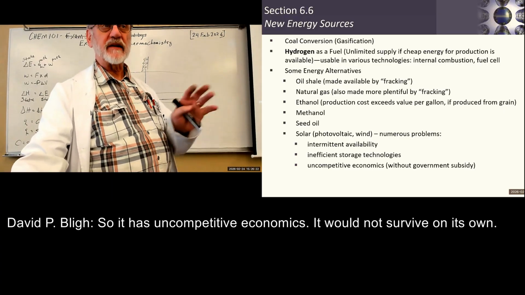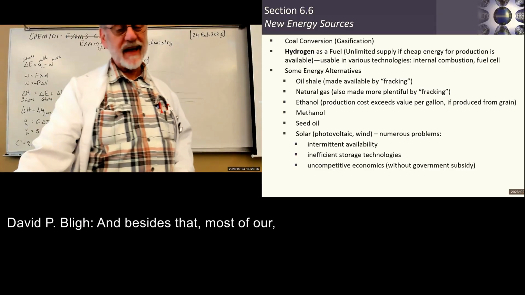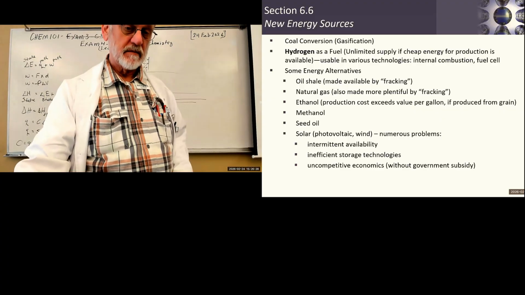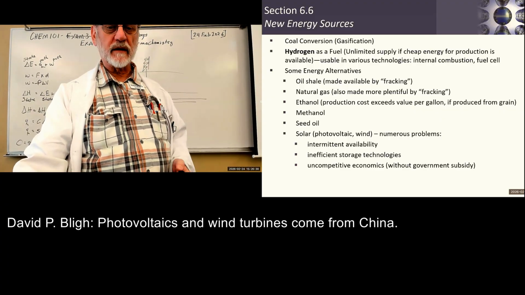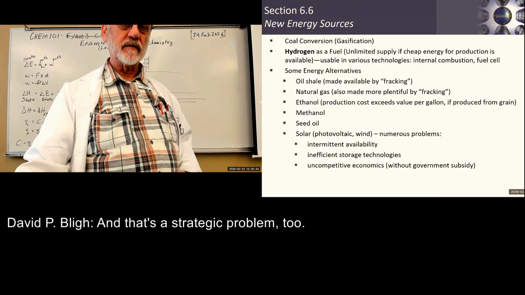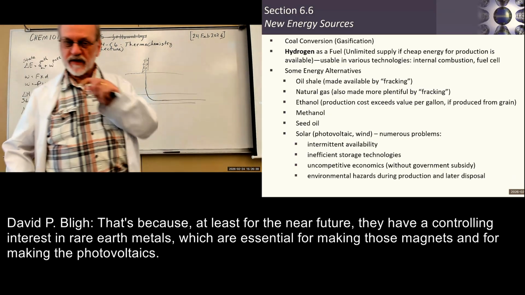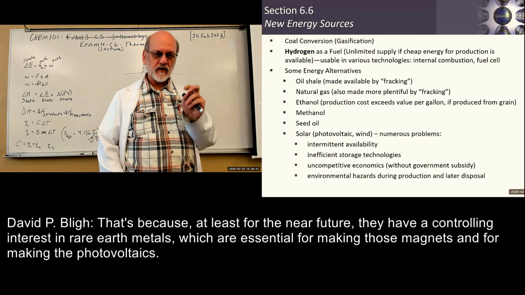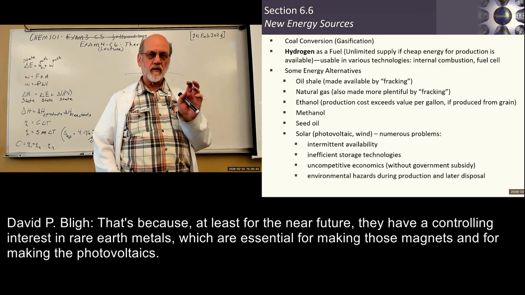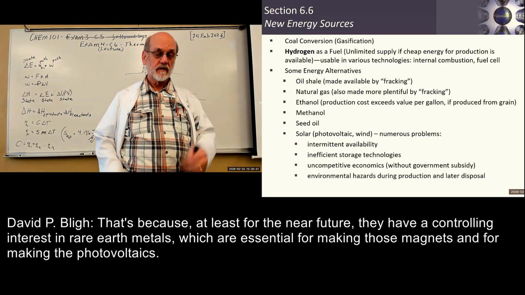So it has uncompetitive economics. It would not survive on its own. And besides that, most of our photovoltaics and wind turbines come from China. And that's a strategic problem too. That's because, at least for the near future, they have a controlling interest in rare earth metals, which are essential for making those magnets and for making the photovoltaics.